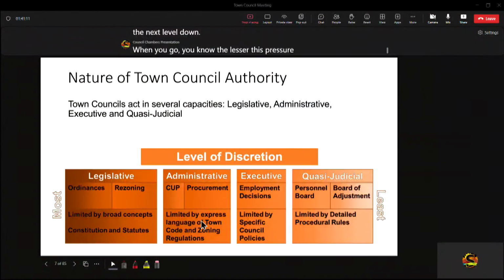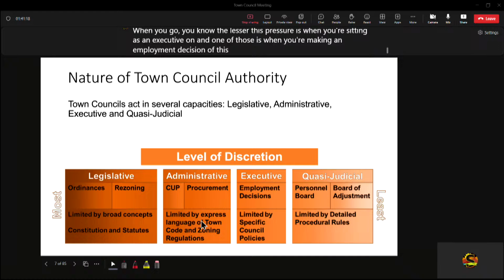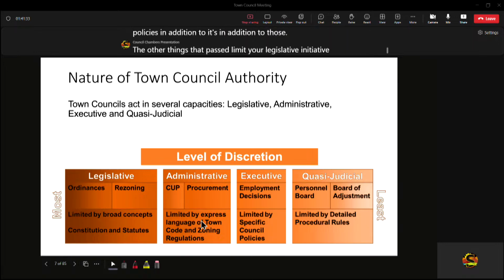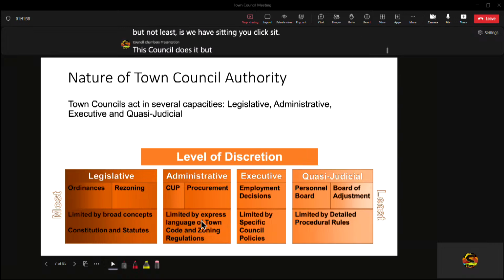At the next level down, when you go even lesser discretion, is when you're sitting as an executive body, and one of those is when you're making an employment decision of the town manager, or the town attorney, the town judge. And then you're also limited by specific council policies in addition to the other things that limit your legislative and administrative. And then last but not least, you could sit, this council doesn't, but you could sit as a quasi-judicial body.